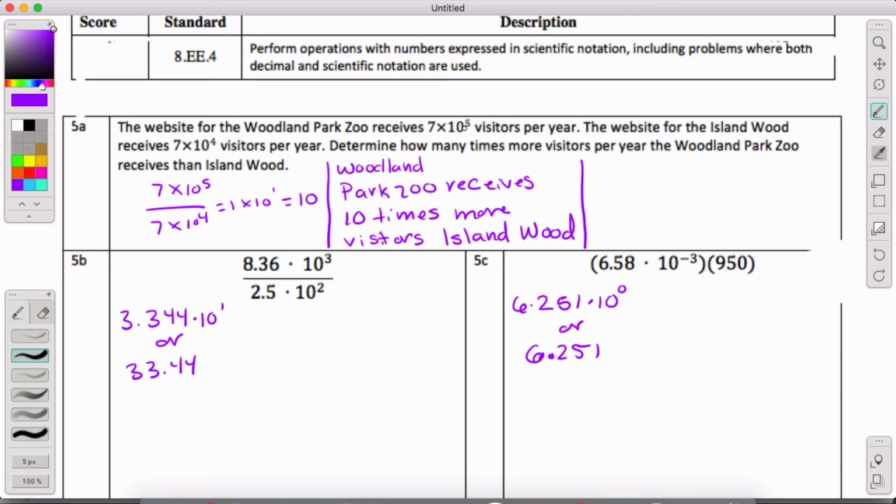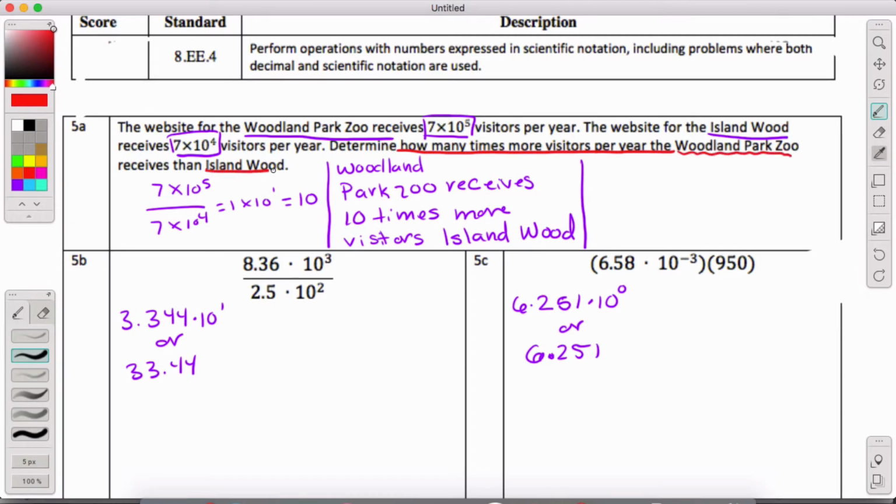So first off, we want some key information here. We know that Woodland Park Zoo receives 7 times 10 to the 5th power visitors per year. And Islandwood receives 7 times 10 to the 4th power visitors per year. And the main question here is asking how many times more visitors per year does Woodland Park Zoo get than Islandwood?